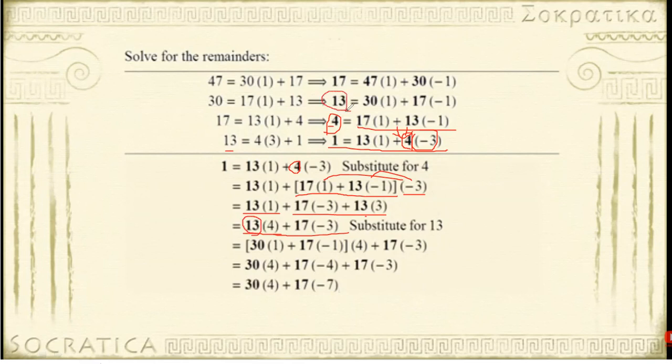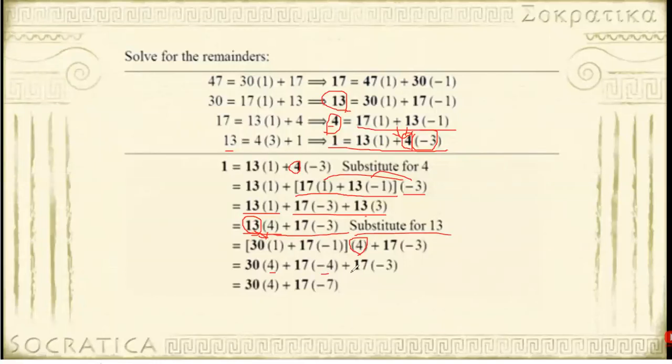So we will put this value, 13 is 30 into 1 plus 17 into minus 1. So for the 13, we have put this 30 into 1 plus 17 into minus 1 into 4 plus 17 minus 3. Okay. So we have substituted the value for the 13. Then we'll multiply 13 with both the terms with the 4. So 13 into 1.